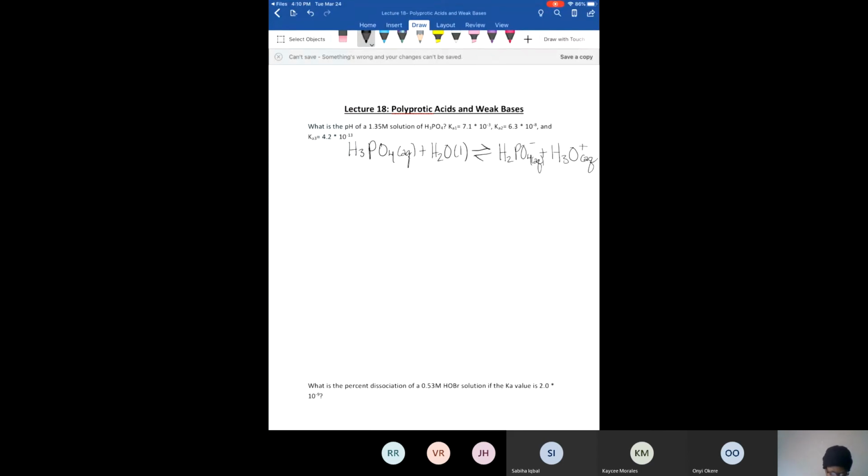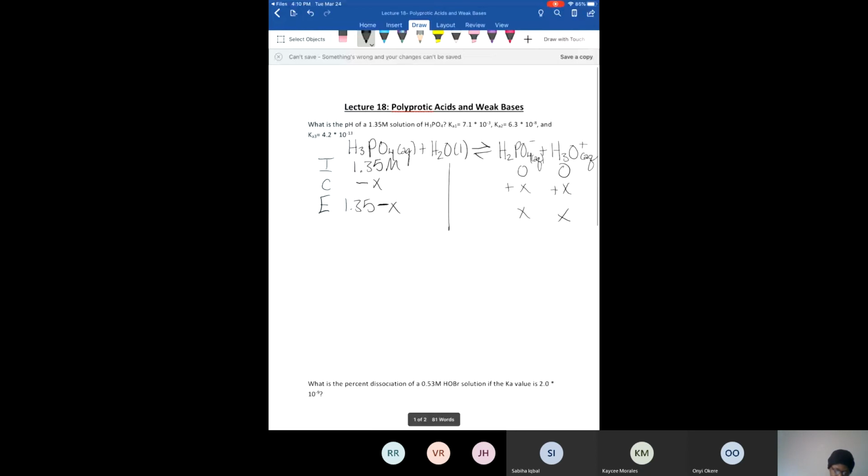Now you can make your ICE table because you're given the concentration of H3PO4. This one's probably going to take a lot of space. The initial is 1.35 M for phosphoric acid, and 0 for the products. The change is minus x for the acid and plus x for each product, so the equilibrium is 1.35 minus x, and x and x.